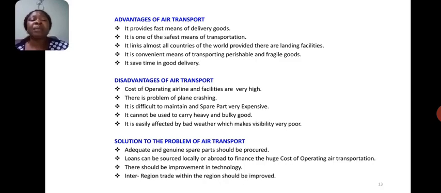How could these problems of air transport be solved? Now we are looking at the solutions to the problems of air transport. 1. Adequate and genuine spare parts should be procured. 2. Loans can be sourced locally or abroad to finance the huge cost of operating air transportation. 3. There should be improvements in technology. 4. Inter-region trade within the region should be improved.